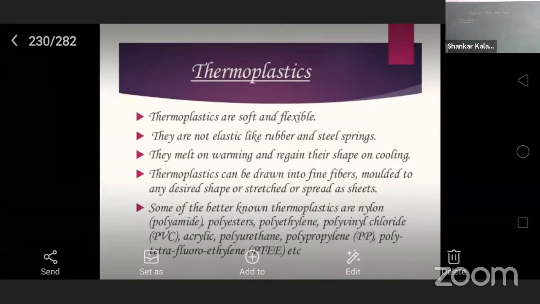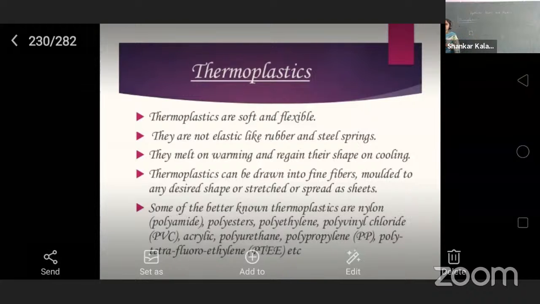They melt on warming means, when we take ice out of the fridge, you can see it becomes water. Like that, thermoplastics melt on warming and regain their shape on cooling. Again, if we cool it, it comes back to the solid state. When it is warm, it melts.